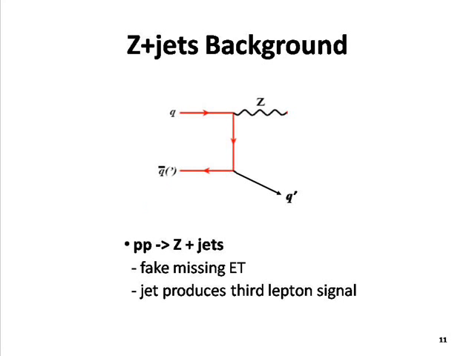And last is the Z jet. Here the Z is a real Z, the same as our signal, but the jet can fake the third lepton and also the missing ET, so they will become our background. Alright, that's all for our backgrounds.